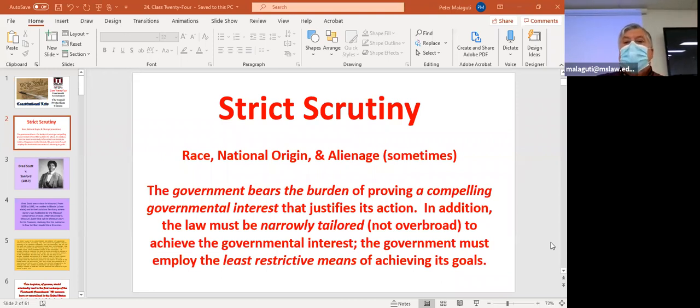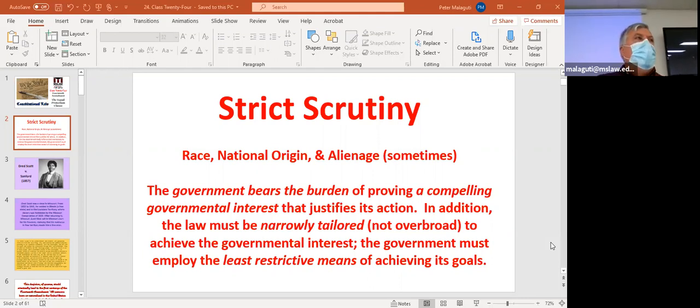Strict scrutiny. We know the test. First of all, we know it applies to groups that tend to have immutable characteristics, characteristics you're born with and cannot change. Whether you're black or white or Asian or Native American is something you can't control. You're born with your race. The same with national origin. You're born in a particular country, and that fact is not going to change. And if you're in the United States, the fact that you are a citizen of another country, at least when you entered the United States, is another immutable characteristic.